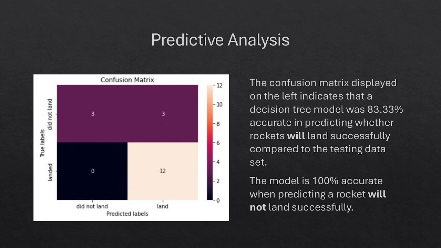I want to summarize this in a confusion matrix for you. Out of 18 samples, my model predicted that 15 will land successfully, and it was correct in 12 of those predictions. Now, it also predicted that 3 rockets will not land successfully, and it was correct in all of those predictions. Therefore, my model is 100% accurate in predicting whether a rocket will not land successfully, and about 80% accurate in predicting whether a rocket will land successfully.